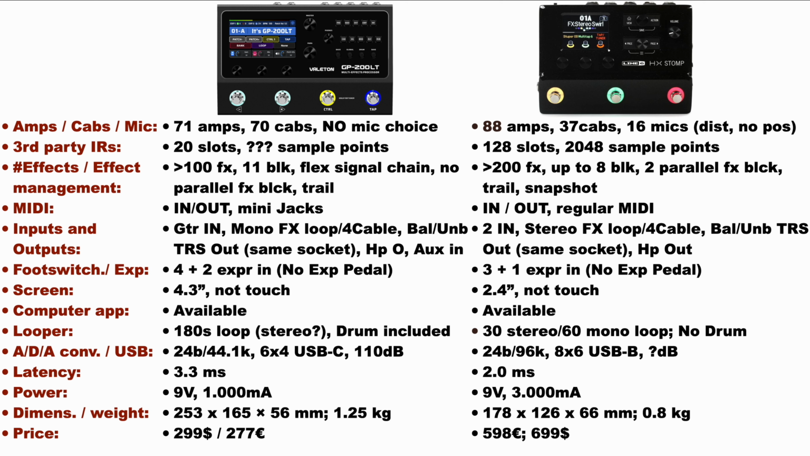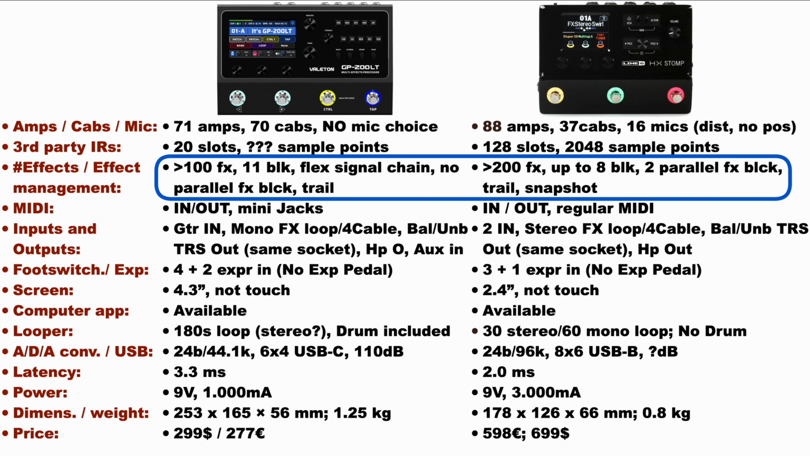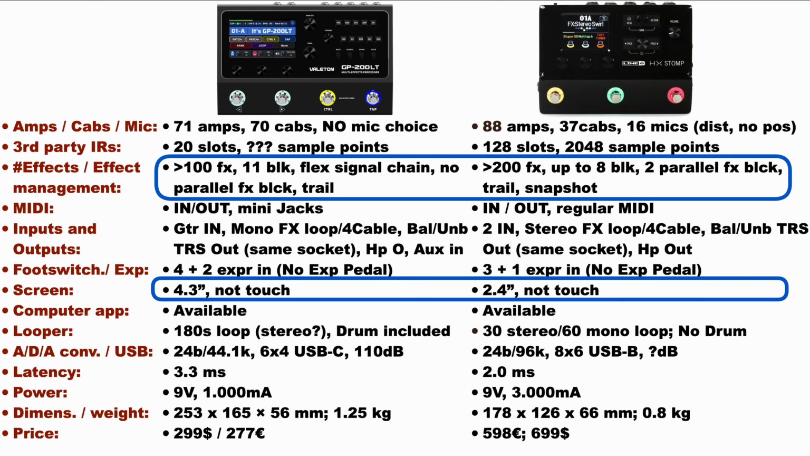So finally, I would say that the main differences are in the effect chain management, where the Valeton offers more blocks, but the HX Stomp offers more flexibility, for instance allowing you to load the same blocks many times, and also allowing you to manage snapshots in order to seamlessly switch presets. Then I would mention that the Valeton has a bigger screen, which is handy if you want to build your preset not using the computer app.